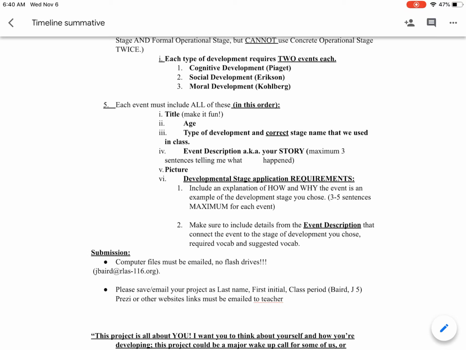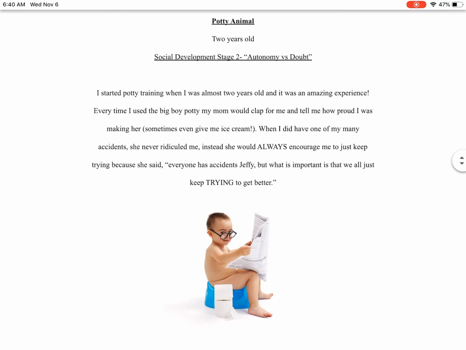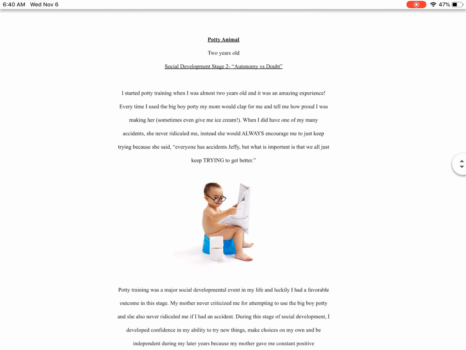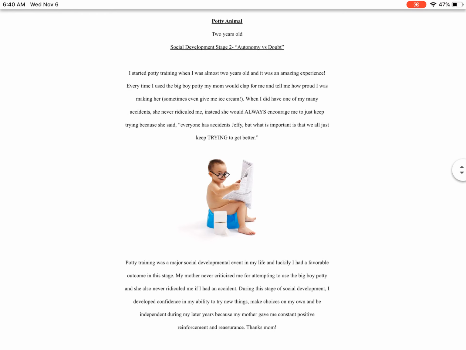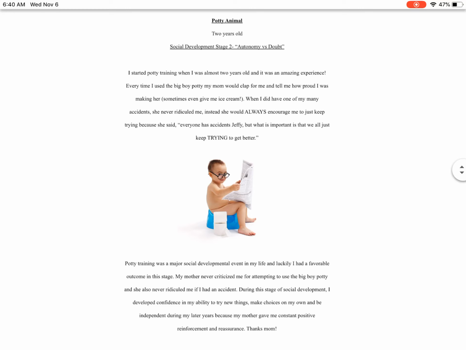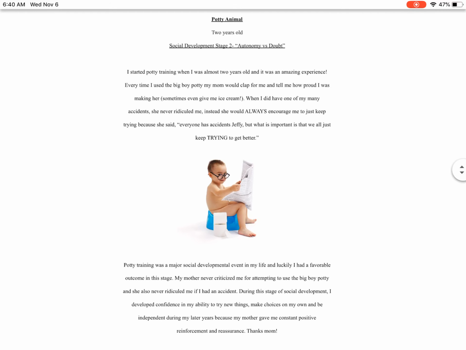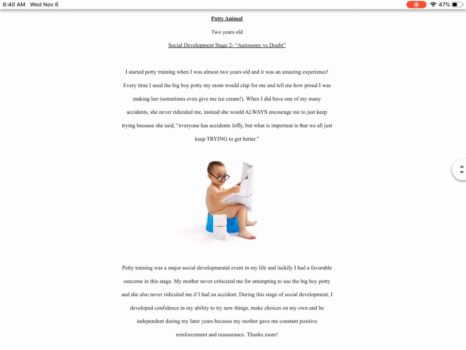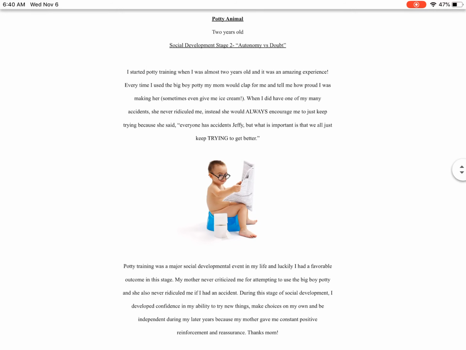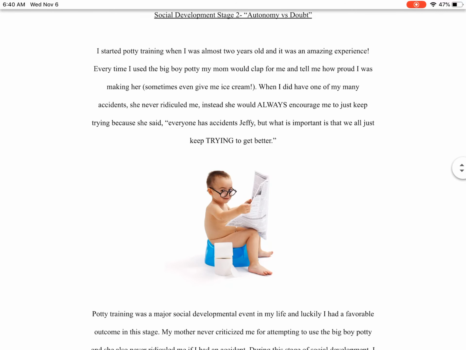Again, remember, you will have 6 total events like this. 2 before high school, 2 during high school, 2 after high school. Please include all of this information. Don't take anything out. And then 2 cognitive, 2 social, 2 moral. Don't use the same stage twice.